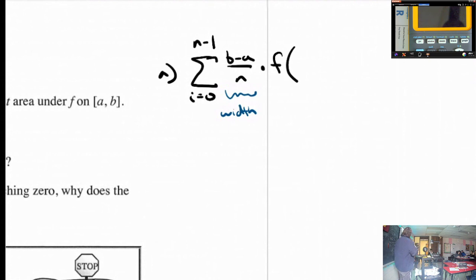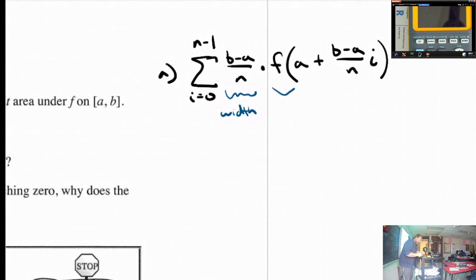Now each x value is going to start with a. A is kind of the left boundary of this thing. So we start with a, but we want to add on each width of the rectangle to get to the next rectangle each time. So we take that left endpoint of a and add on this b minus a over n thing. That's the width of each rectangle. And we do that i number of times, which comes back from the sigma.